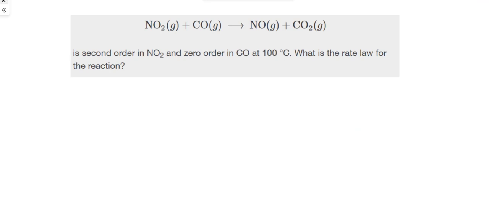This is an example problem from the OpenStax textbook. Take a look at this, pause the video, and see if you can make sense of it or actually produce the answer, and then unpause the video and I'll walk you through it real quick.